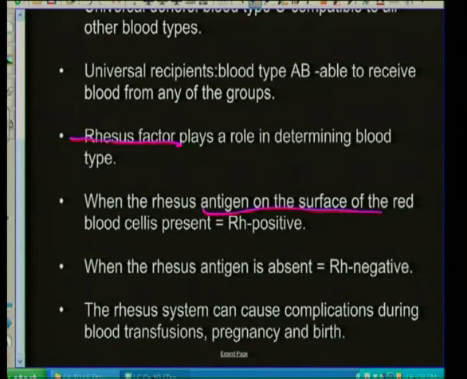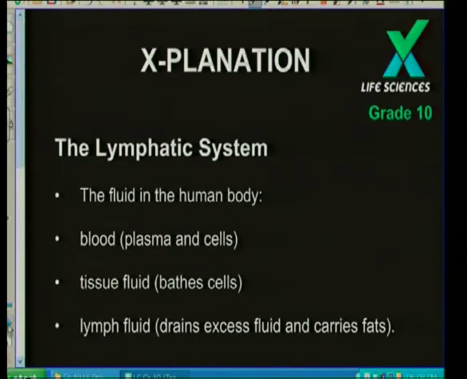When you do genetics in grade 12, you learn more about how this can affect pregnant women if they are negative and they marry a man who is positive. When the rhesus antigen on the surface of the red blood cell is present, we say it's Rh positive. When it's not there, we say it's Rh negative. As I said, it can cause problems during transfusions, pregnancy, and birth. You'll learn much more about that in the next system.